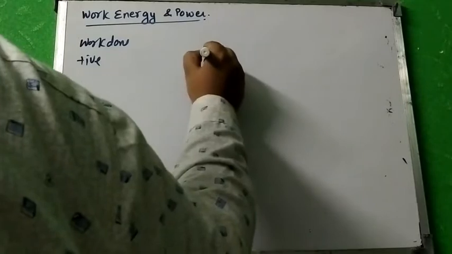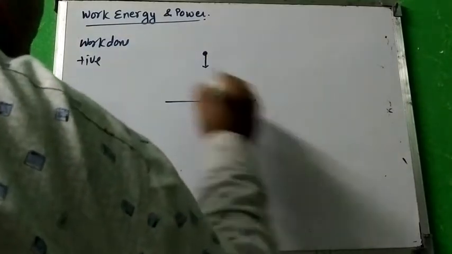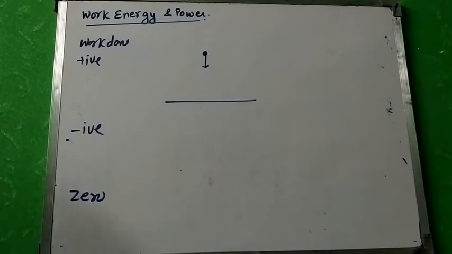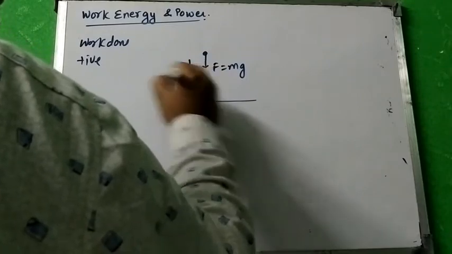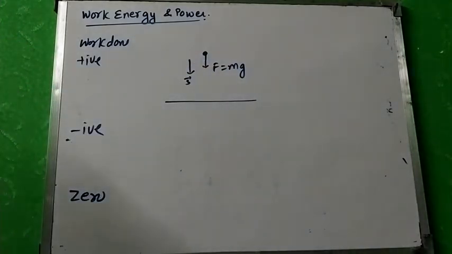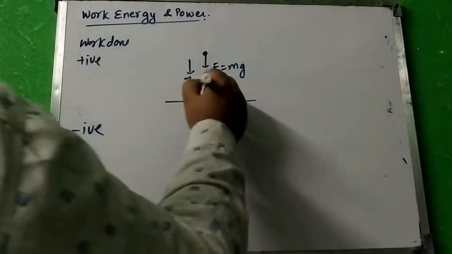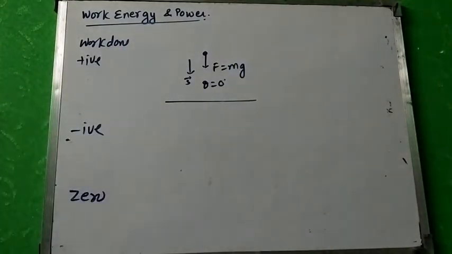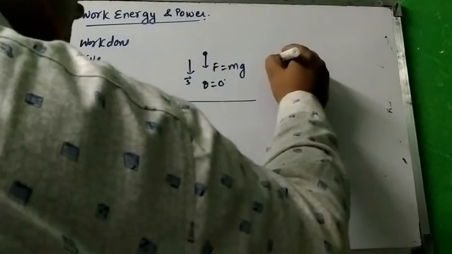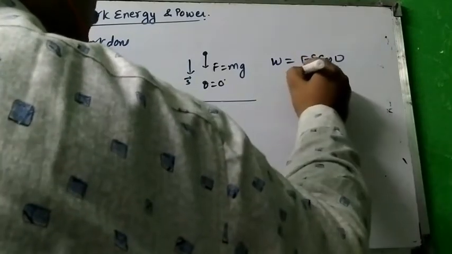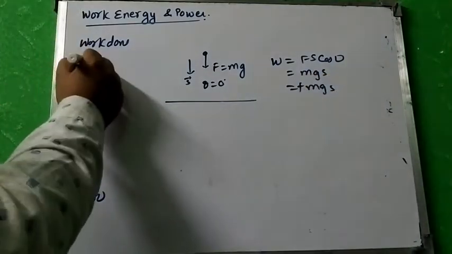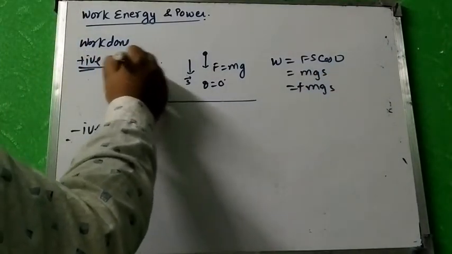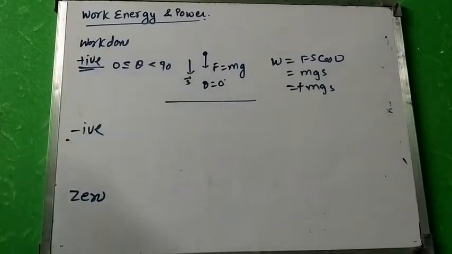Suppose a ball is dropped from certain height. Then force of gravity is acting in the downward direction and its displacement is also occurring in the downward direction. So the angle between the force and the displacement is 0 degree. So work done will be positive because work done is how much, children? Fs cos 0, that is equal to mg into s cos 0, which is 1, positive mgs. So work done is always positive when theta is greater than or equal to 0 and less than 90 degree.